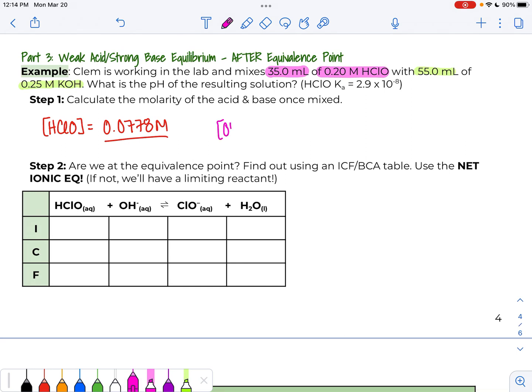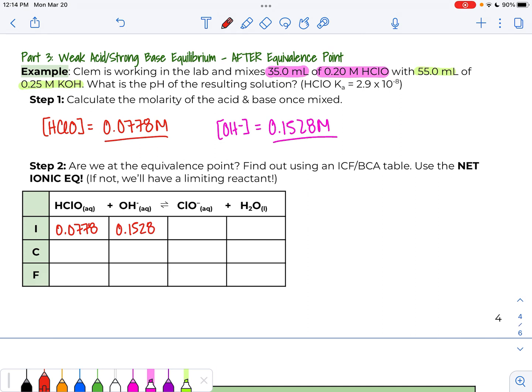Okay, so here's what you should have found for our acid, and then for our base, here's what you should have found. Take a look at these two numbers. Are we at the equivalence point? Find out using an ICF table. So we're starting out with 0.0778 molar for the acid. And for our base, we're starting out with 0.1528.